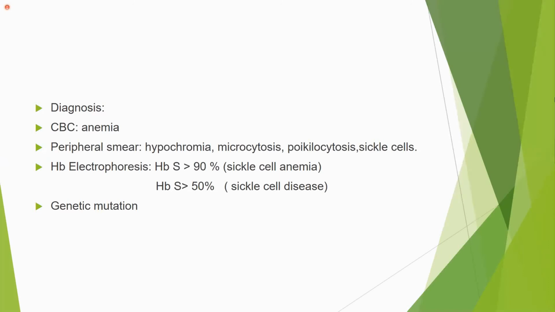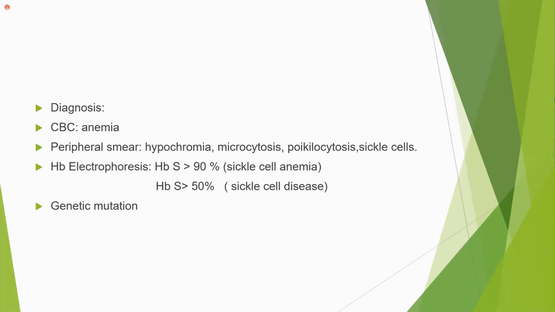Now, how are we going to diagnose it? Again, we start with the CBC. We get anemia. Peripheral smear will show hypochromia, microcytosis, poikilocytosis, and the sickle cells. And the HB electrophoresis will show hemoglobin S, which is more than 90% in sickle cell anemia, and more than 50% in sickle cell disease.